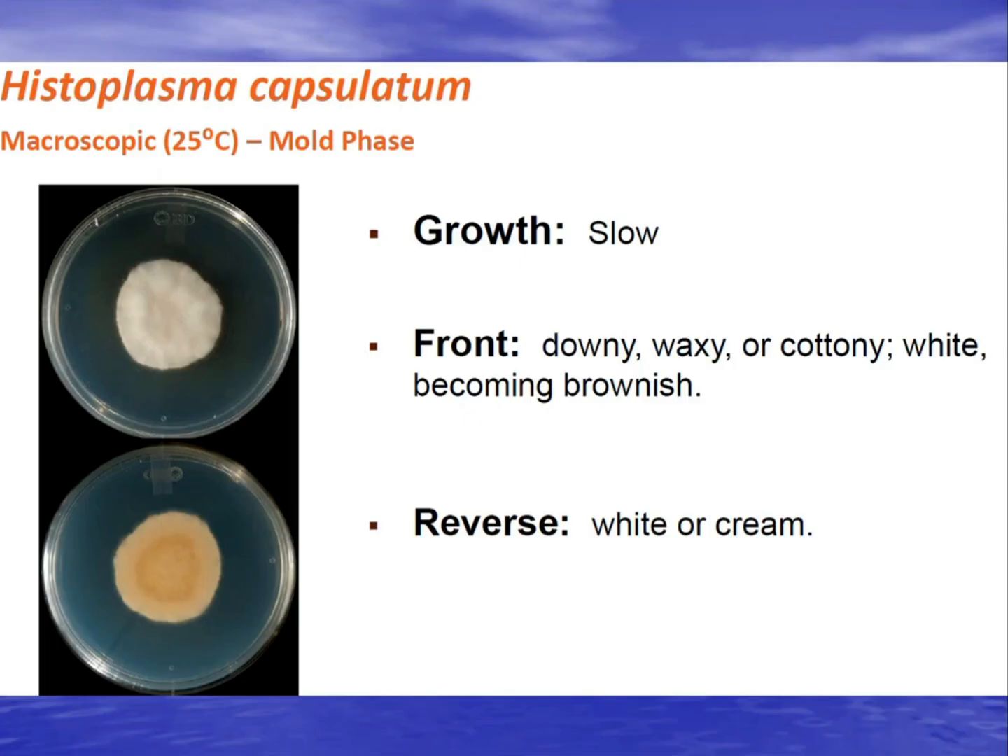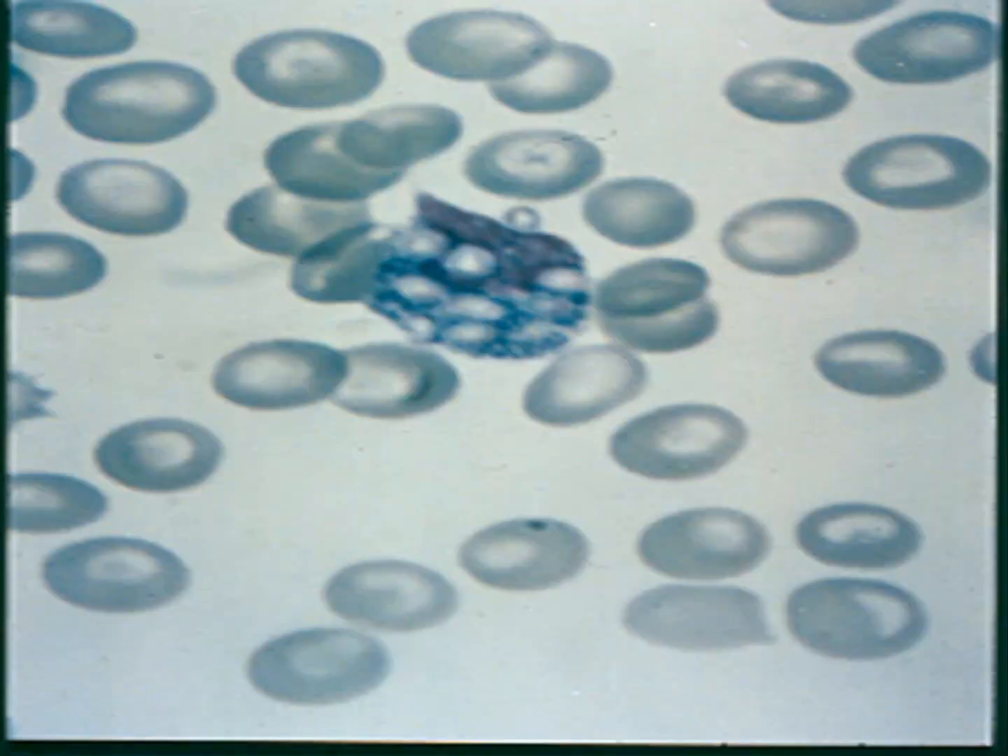So if you want to see what it looks like, it's nothing spectacular, but that's the color on the front and the reverse side. And then this is the buffy coat, which I was telling you about, looking for the macrophage on the buffy coat. After you spin the blood down, you may pick up histo like this.